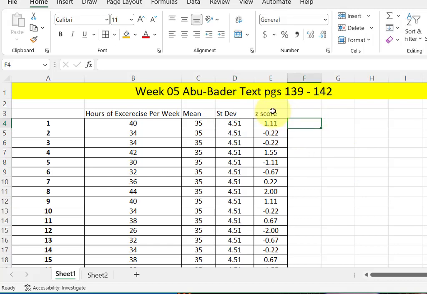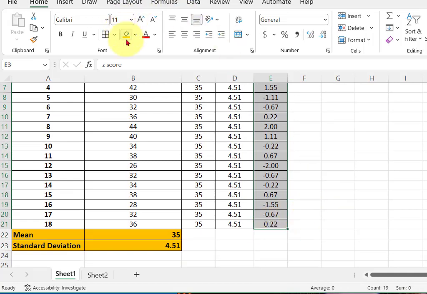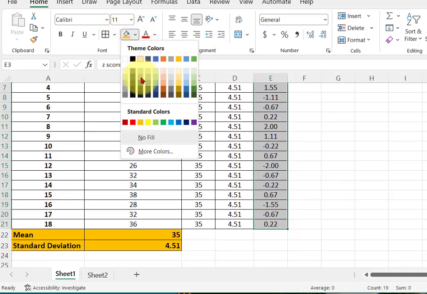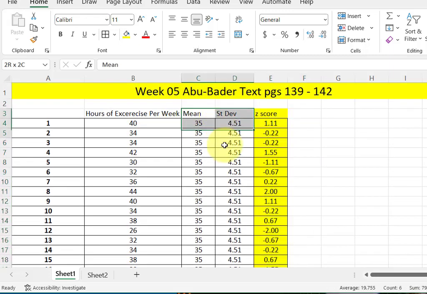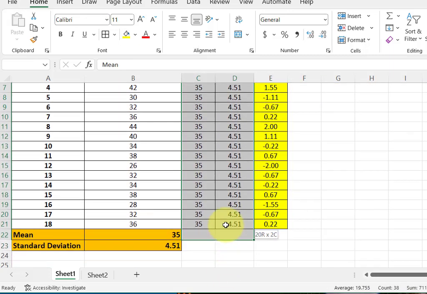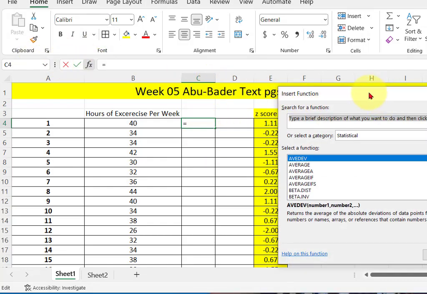So these are the legitimate z-scores that we hand calculated, kind of. And let's make them yellow or something. Boom. All right. Now let me show you the magic of Excel. I'm just going to pick this one. I'm going to go to the function bar, and it will give you the z-scores.